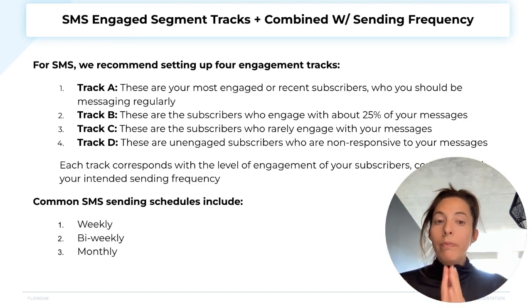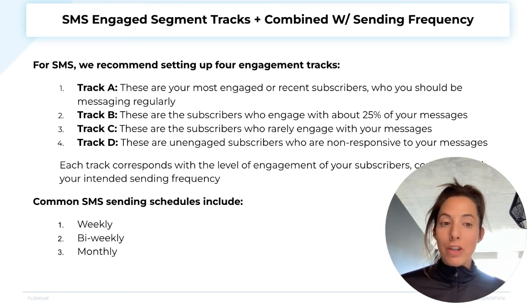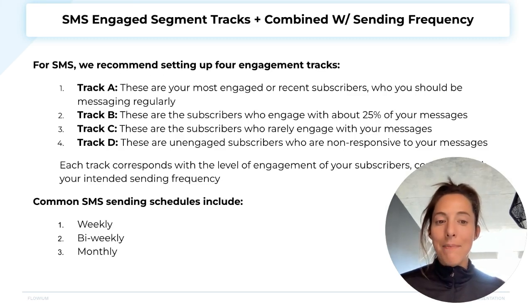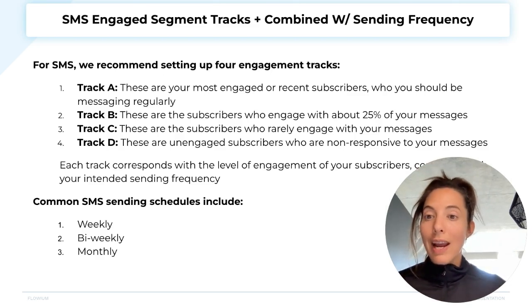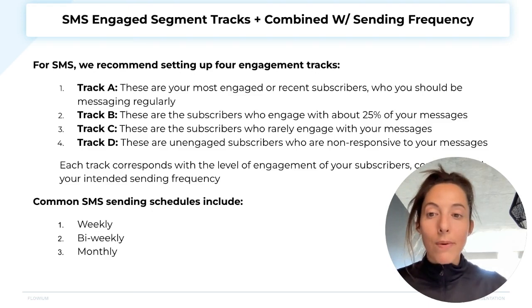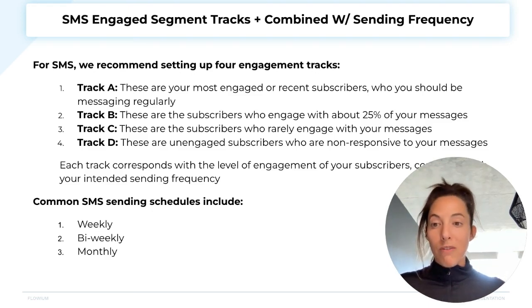So a regular sending frequency should only be applied to those in track A, and those in track B and C should be targeted less frequently, and it is generally not recommended to send daily marketing messages to customers. Let's go over tracks. So track A, these are your most engaged or recent subscribers who you should be messaging regularly. These are your super fans.